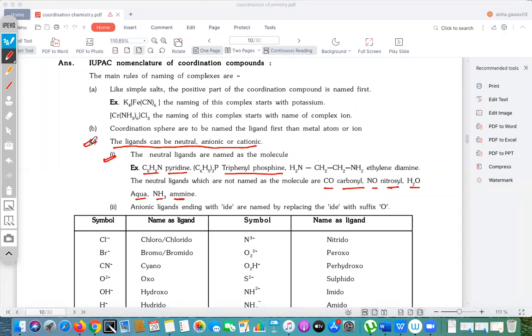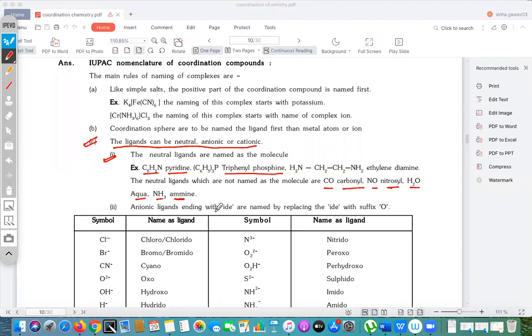In fact, the point number C, you have to go through properly. It's very important. The neutral ligands are named as the molecule, but these are some different names we have: CO is carbonyl, NO is nitrosyl, H2O is aqua, NH3 is ammine, A double M, okay? Not single M, double M.